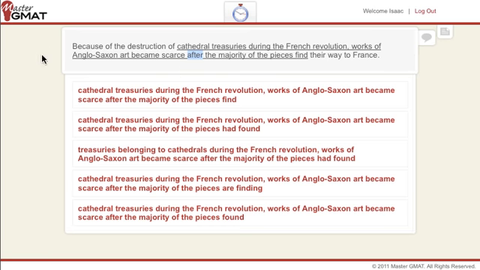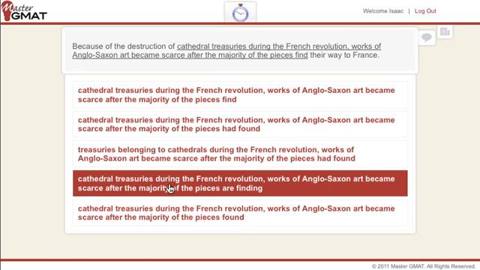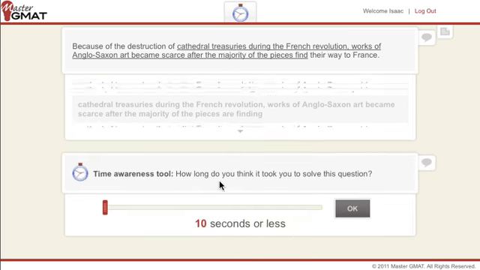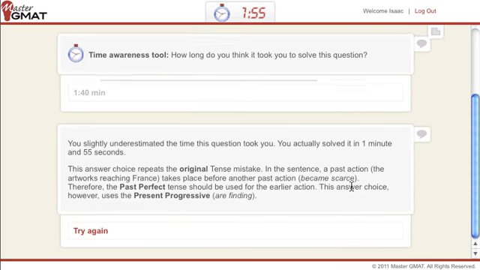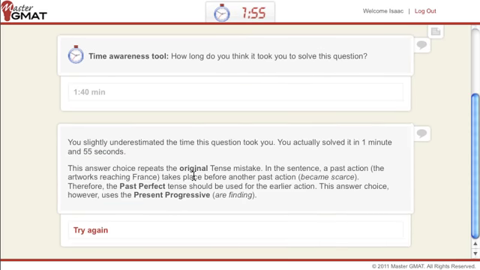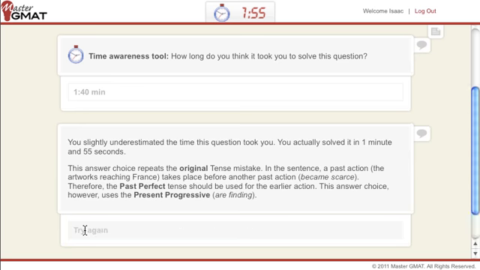We'll get to that in a second, but for now it's enough to know that A is completely wrong and D is completely wrong because it also uses a form of the present. We don't want to do that, of course. If we clicked on that, you'd actually see what happens. You get a beautiful time awareness tool, which makes you super aware of how long it takes you to answer questions, and of course you get a proper explanation to the point, not overly wordy, and you get to try it again. We don't just give you the answer, you get to try it again.